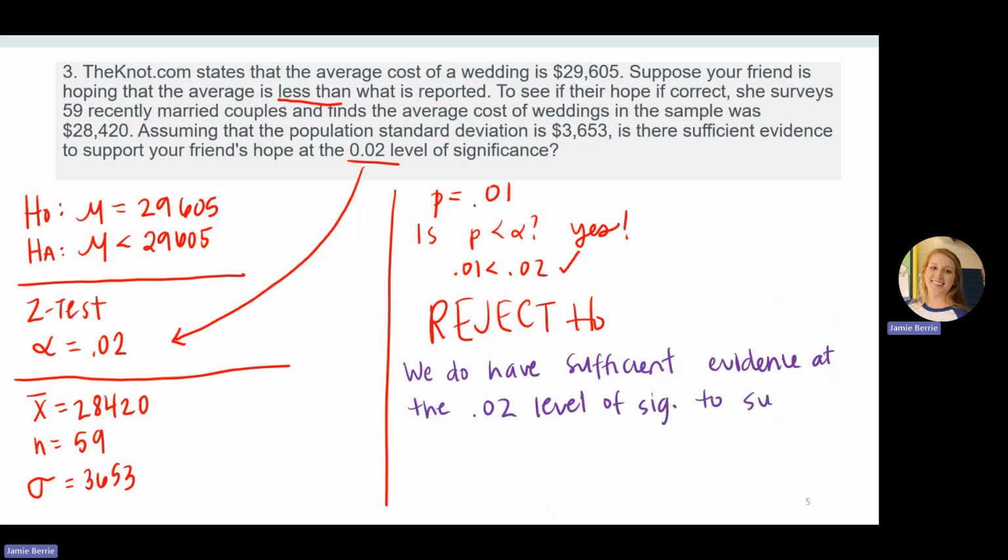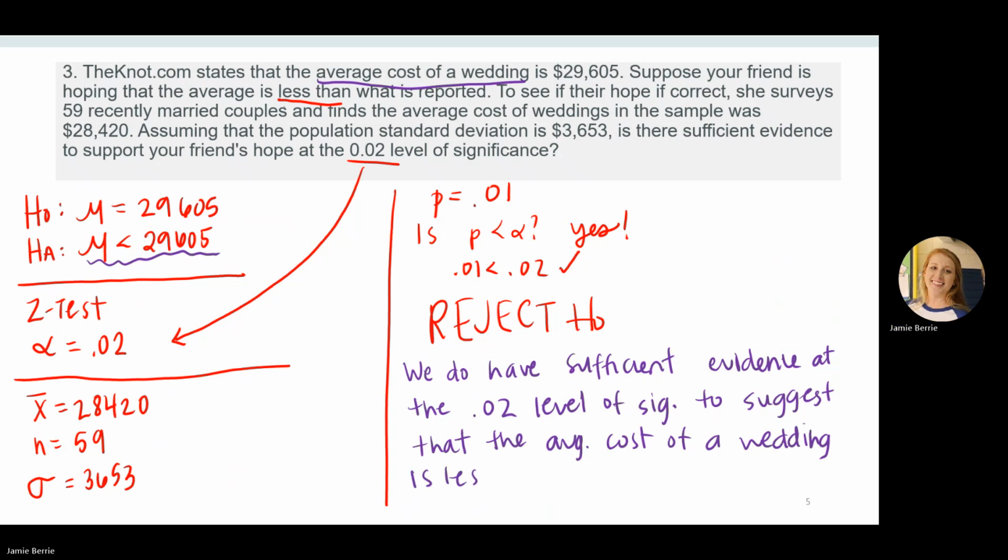to suggest that, let's see how we want to word this, the average cost of a wedding is, and then again, we're restating the alternative hypothesis. So we'll say is less than $29,605. Okay, cool.